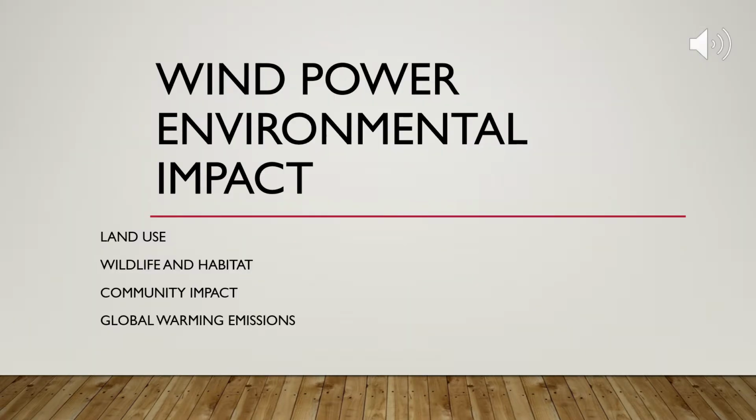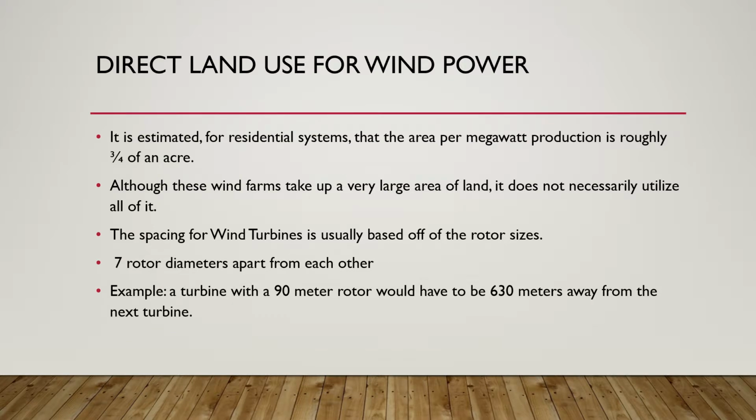Wind power environmental impact includes land use, wildlife and habitat, community impact, and global warming life cycle emissions. Direct land use for wind power. It is estimated for residential systems that the area per megawatt of production is roughly 3/4 of an acre.